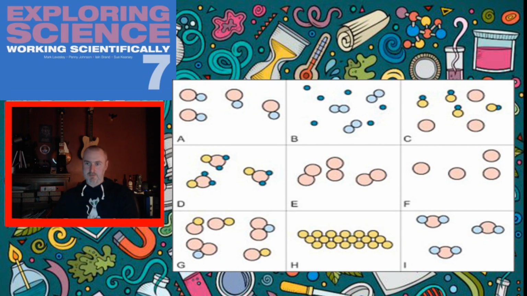Let's go to box C. I can see an element. I can see those big pink atoms are an element.